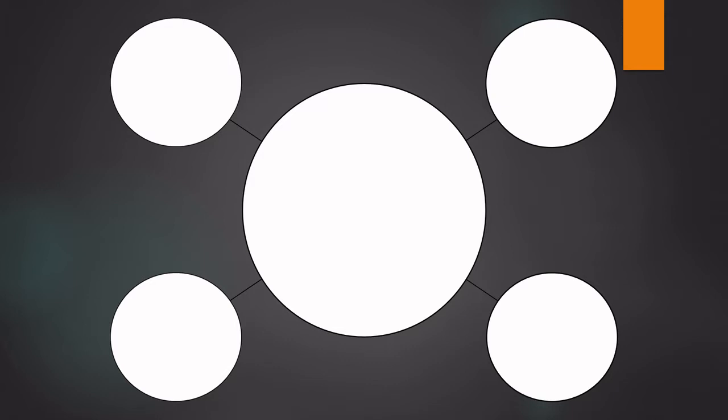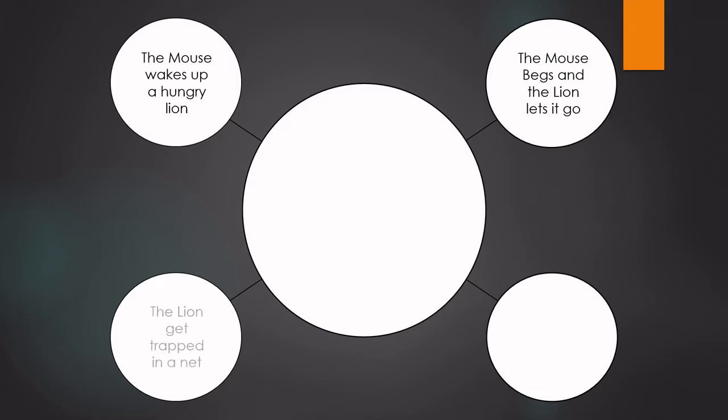First event, well, the mouse wakes up a lion, and it's a hungry lion. Second event, well, the mouse begs and the lion lets it go. The mouse did not want to be eaten, so the lion let it go. Third event, the lion gets trapped in a net, and the lion cannot escape. And the final event, the mouse frees the lion.